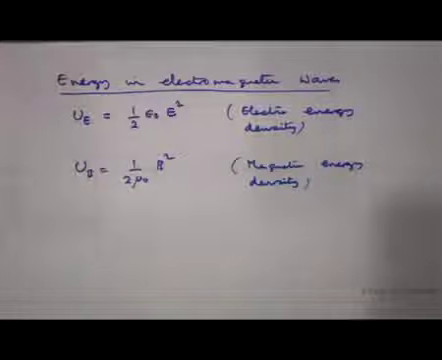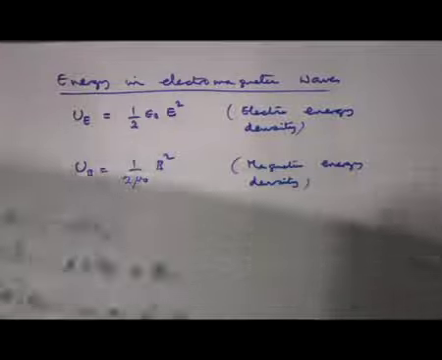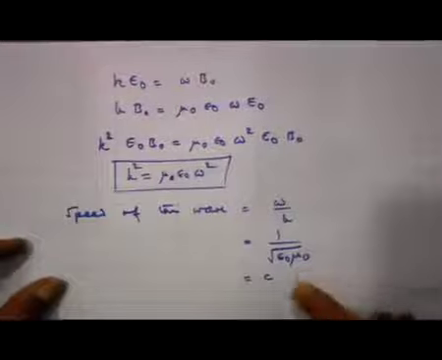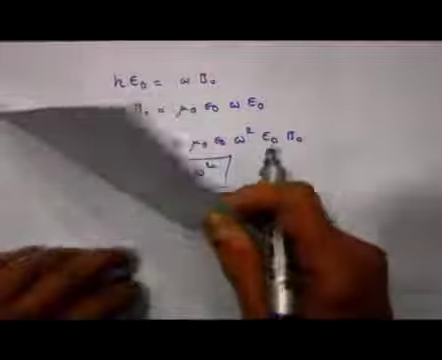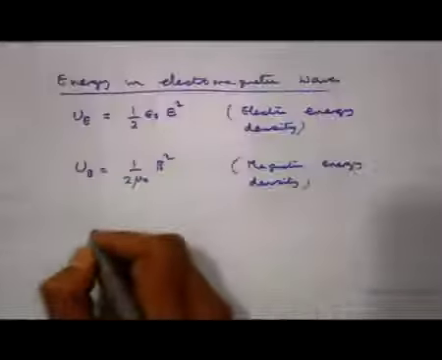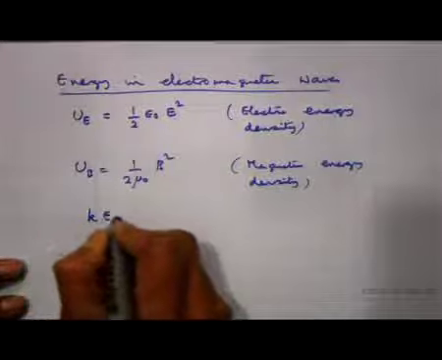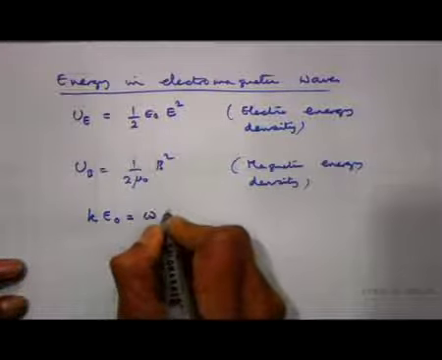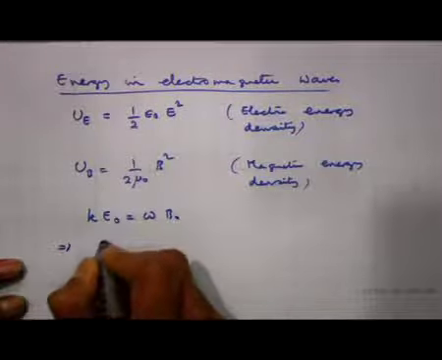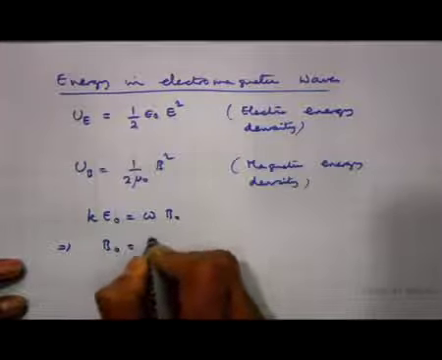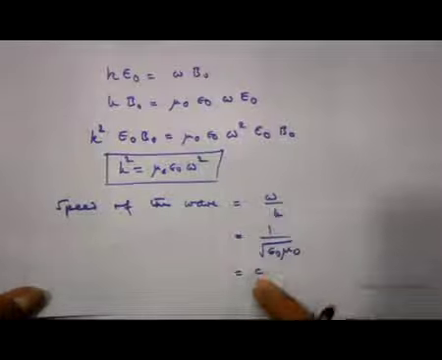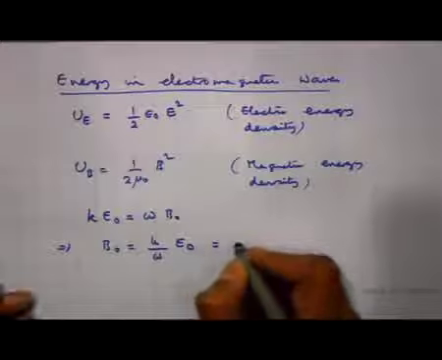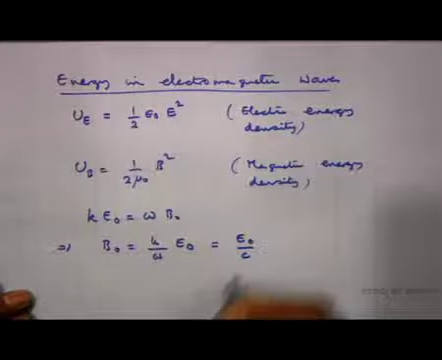Now, we have got these two solutions here, and I have shown you the speed as 1 by square root of epsilon 0 mu 0. Also note this equation, let me see what that implies. Let me rewrite that equation: k times E naught is equal to omega times B naught. This implies B naught is equal to k by omega into E naught, and k by omega is 1 by c. So, this is equal to E naught by c.